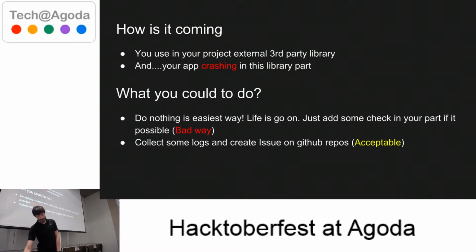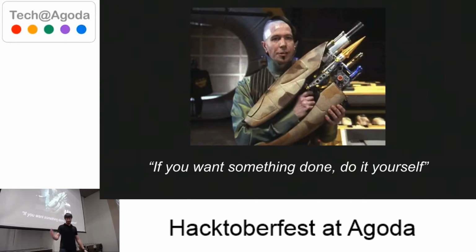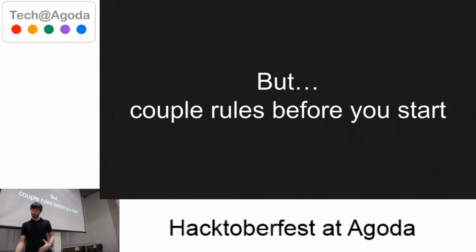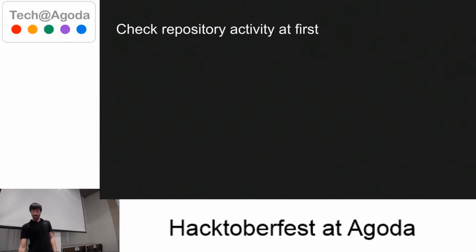So, but if you want something done, you can do it yourself. But before we start modifying some code and creating a pull request, we should handle some rules. Check repository activity at first. It's really important.